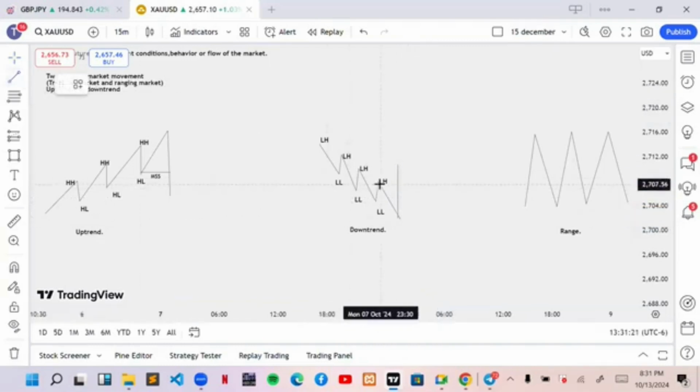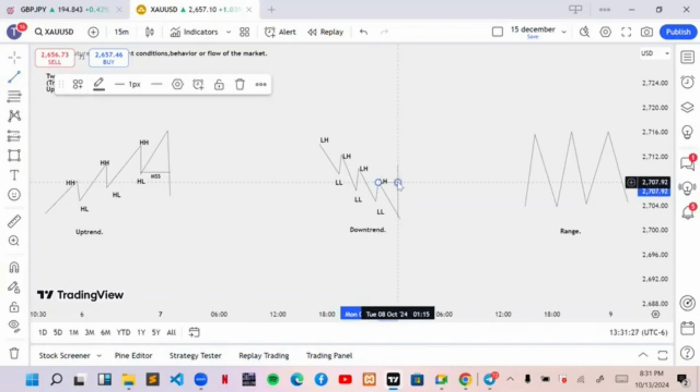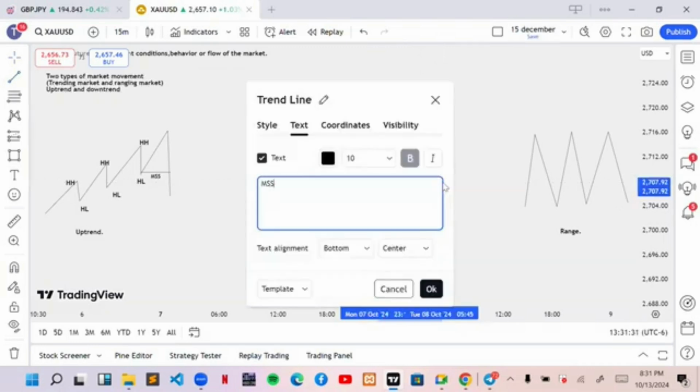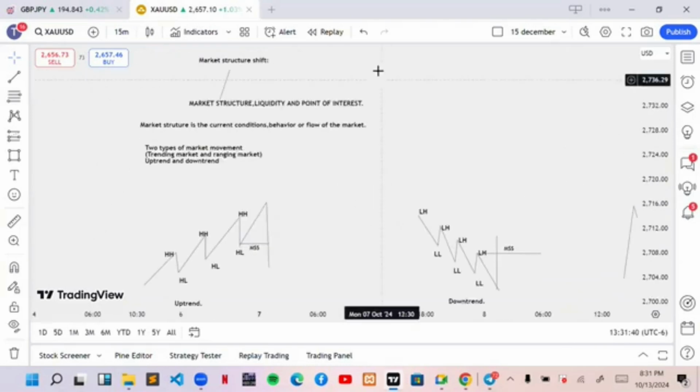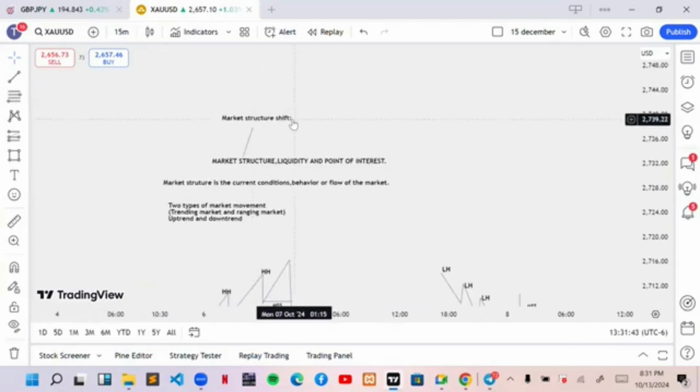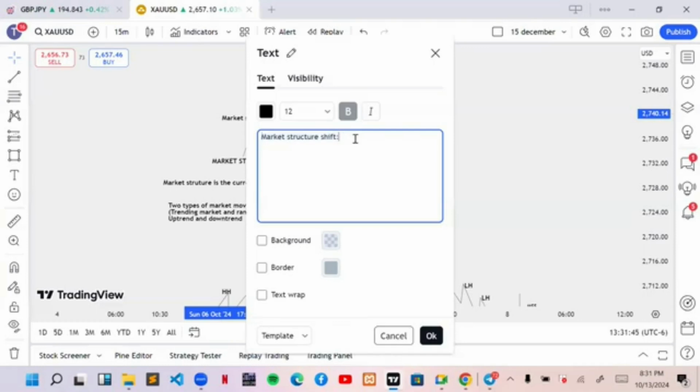So this particular high that got broken, the market could have made a lower high here, but it made a higher high. This is where your market structure shift is. So in this market, this is now where your market structure shift is. I'll signify that with MSS as well. Like I said, whenever there's a market structure shift, we're not going to be looking for trades in the opposite direction. The market structure shift is an indication that the current trend is about to end.